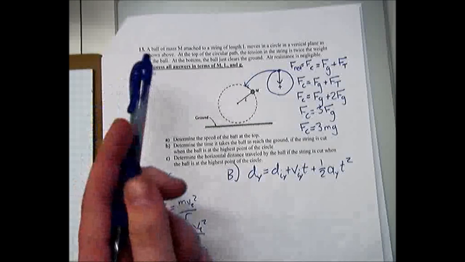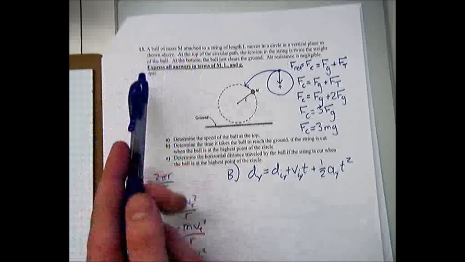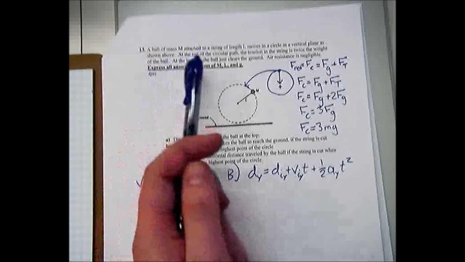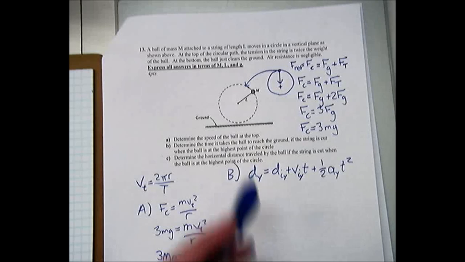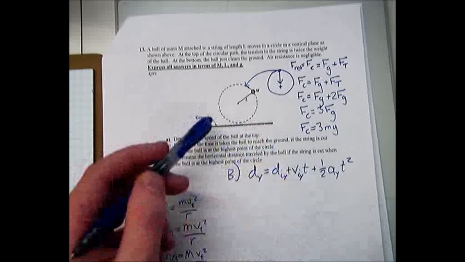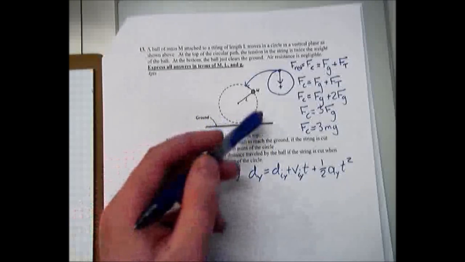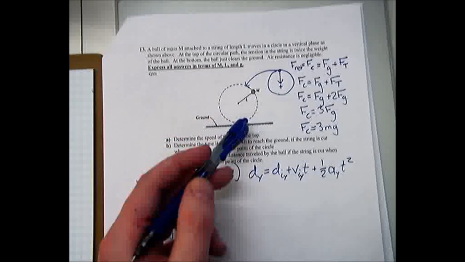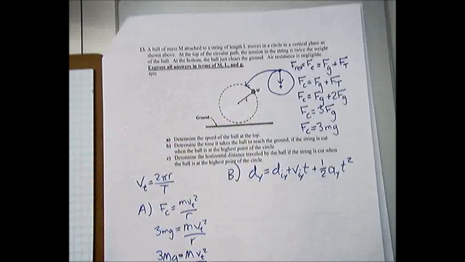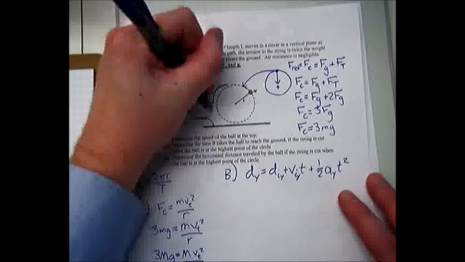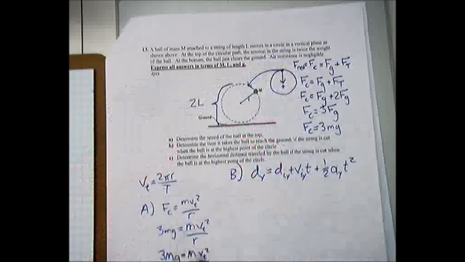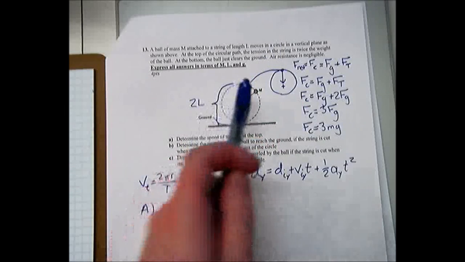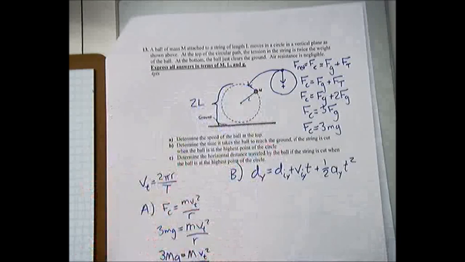Well, if you remember back up here, they gave us some weird looking info. At the bottom the ball just clears the ground. Why would they even add that? Why is that important? Why are they telling you this? Well, they're saying the radius just reaches the ground. So the radius gives you an idea of what the height of the circle is going to be. If the radius is just L, then the entire height from here to here should be 2L. So when it gets launched horizontally, not vertically, our original starting position is 2L.